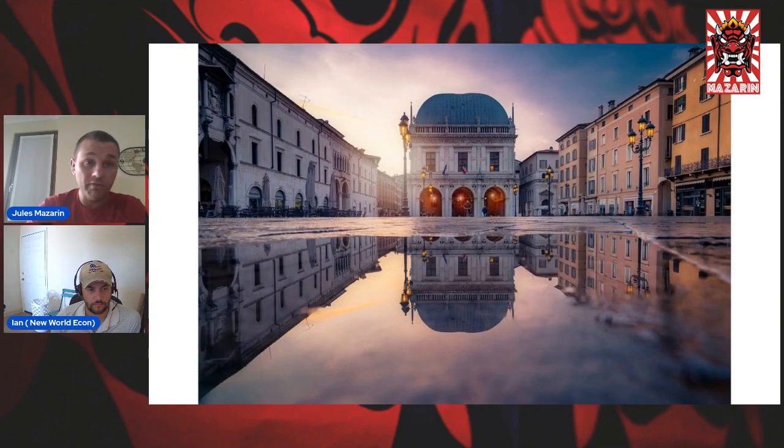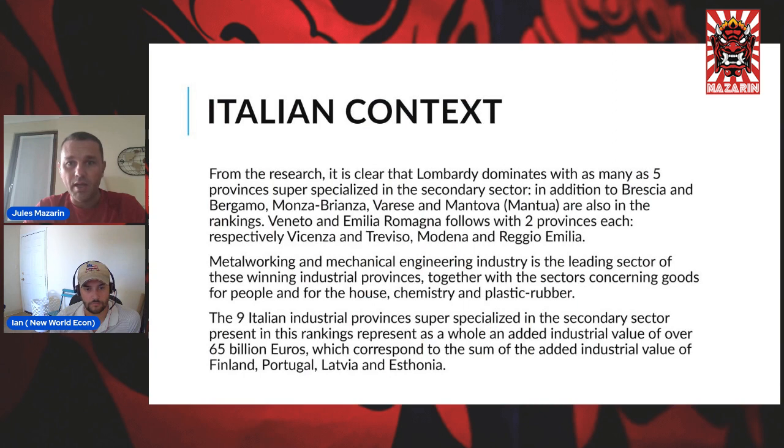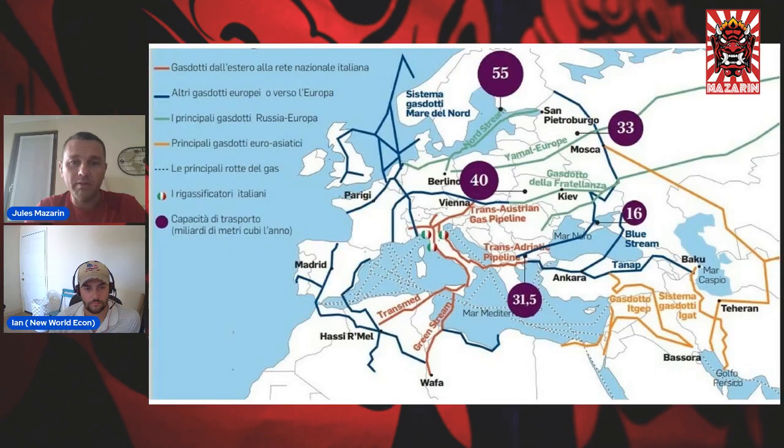This is my city, for example, for you to understand. It's the most industrialized province in Europe, Brescia. And last thing, the next government will have, I think, a huge problem, because Italy was considered to be the next gas hub platform for Europe. Before it was Germany, with a direct connection with Nord Stream.